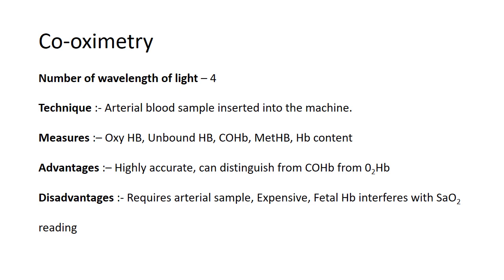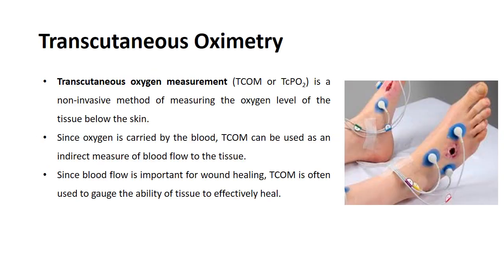Now coming to co-oximetry. In co-oximetry, the total number of wavelengths of light is 4. Technique: the arterial blood sample is inserted into the machine. It will measure the oxyhemoglobin, unbound hemoglobin, carboxyhemoglobin, methemoglobin, and hemoglobin content. What are the advantages? It is highly accurate and it can distinguish carboxyhemoglobin from oxyhemoglobin. But it has certain disadvantages: it requires an arterial sample, it is very expensive, and fetal hemoglobin interferes with SO2.